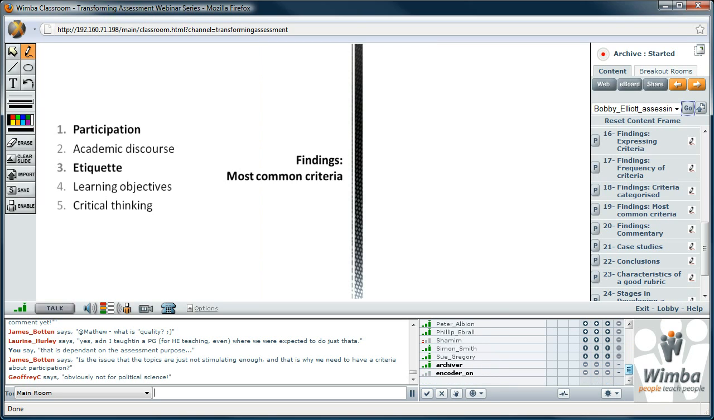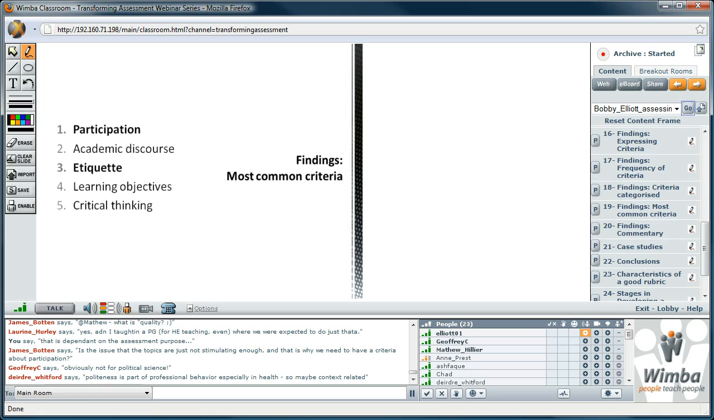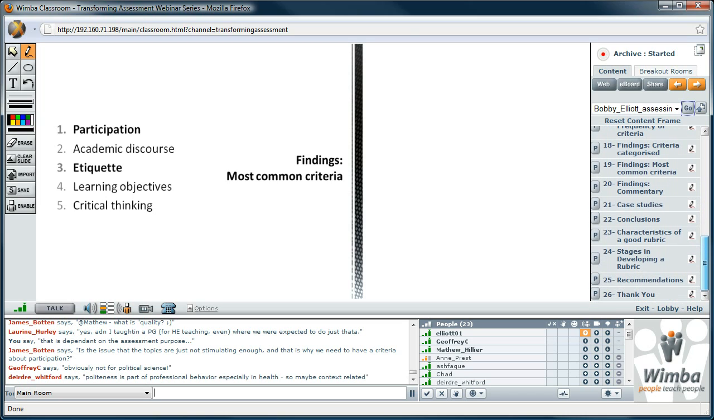This slide shows the top 5, that participation was the most common criterion. I think that's worth restating, that the most common criterion in my 20 rubrics related not to the quality of cognition, not the quality of understanding, not the quality of engagement with the learning objectives, but the quality of participation. As I said, typically how often you posted to the forum.